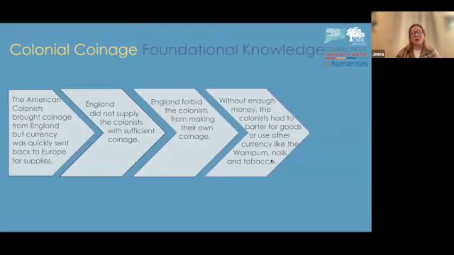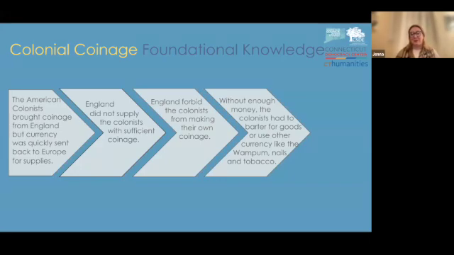So for our next one, it's all about colonial coinage and currency. One of the issues that the colonists first had was that they had brought coinage from England, but the currency was very quickly sent back to Europe in order to pay for the supplies that they needed to import from Europe at that time. So England decided that they were not going to supply the colonists with any more coinage and currency. So they did not have enough.